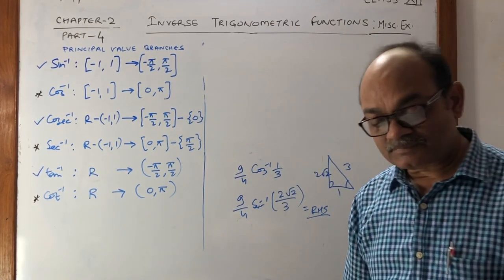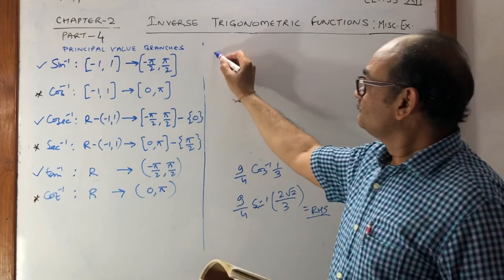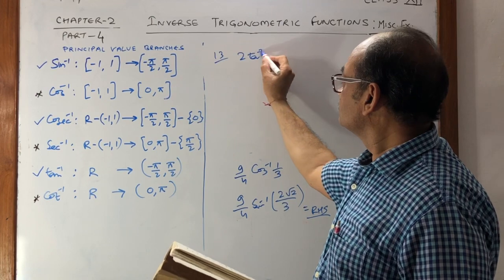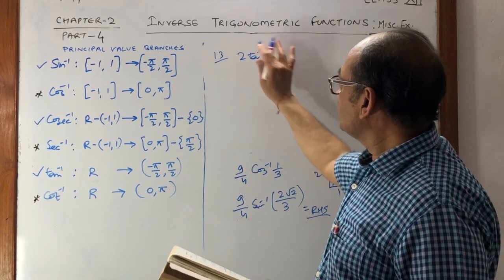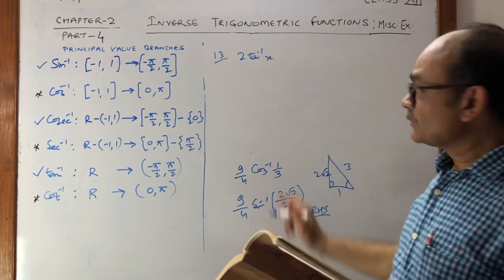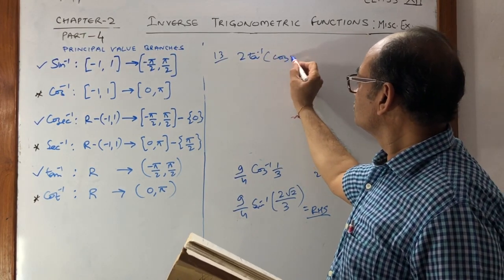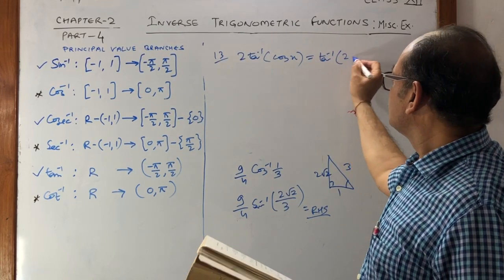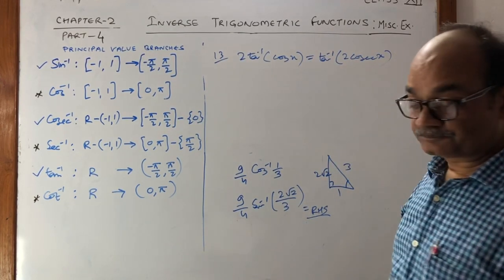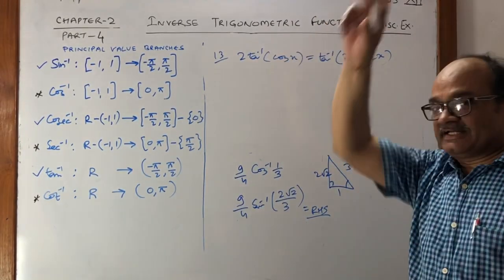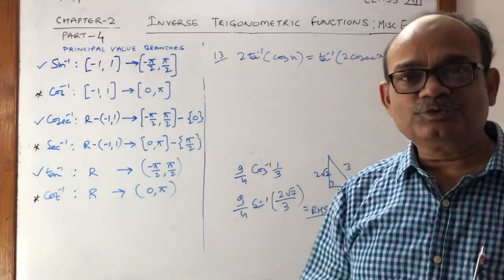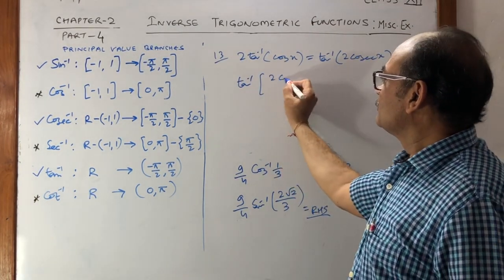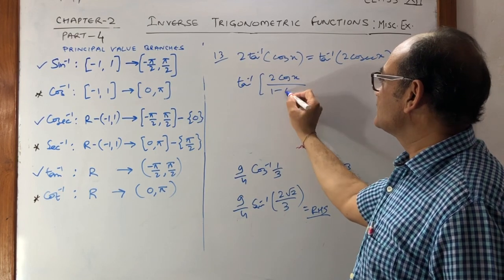Question number 13. 2 tan inverse x cos x equals tan inverse 2 cosec x. 2 tan inverse x, 2 tan inverse something. Direct formula we can convert in tan inverse 2x upon 1 minus x square.